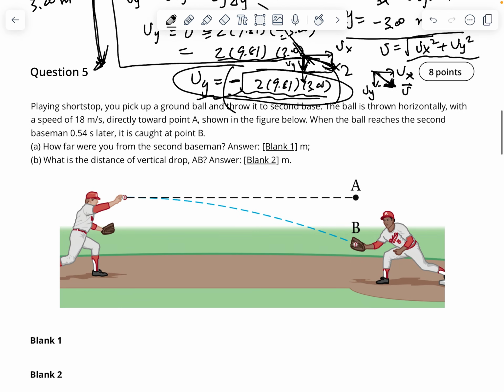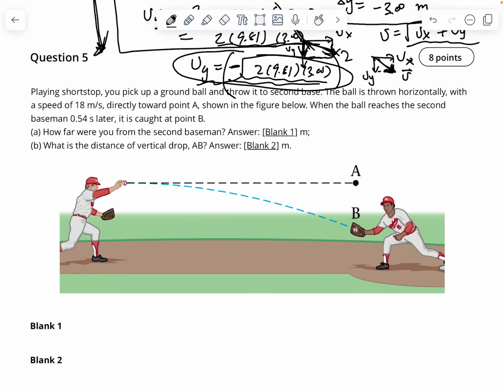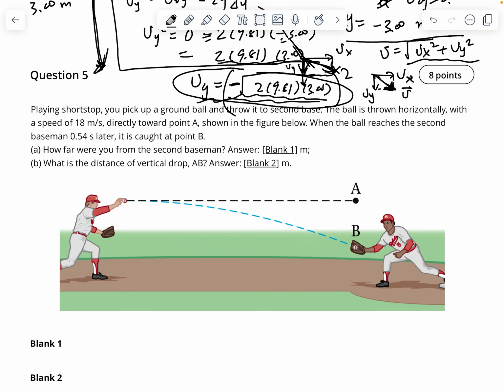Okay, next one. Playing shortstop, you pick up a ground ball and throw it to second base. The ball is thrown horizontally with a speed, so this is V naught, equal to 18 meters per second, directly toward A, as shown in the figure below. When the ball reaches second base, the time is 0.54 seconds. It is caught at B. How far were you from second base? Basically it asks you about this.